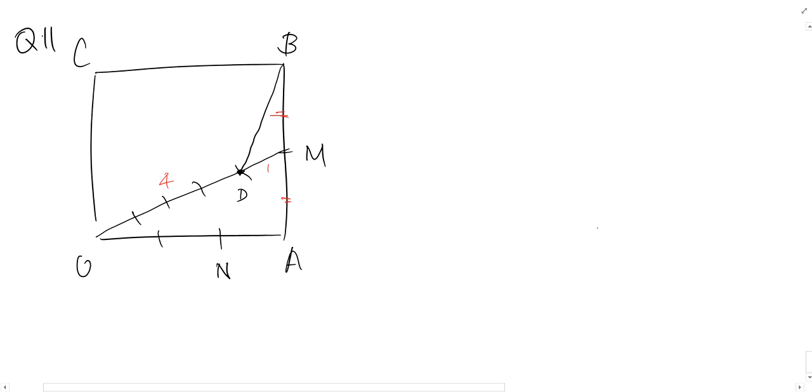They also told us that OA is P plus Q. So from O to A, this is P plus Q. In addition, OC is P minus Q. So since it's a square, the opposite sides must have the same vectors.